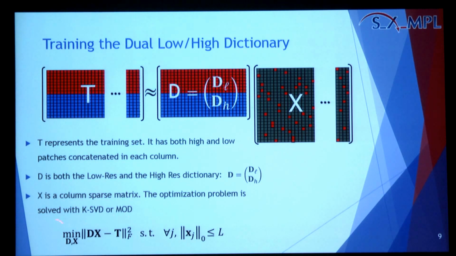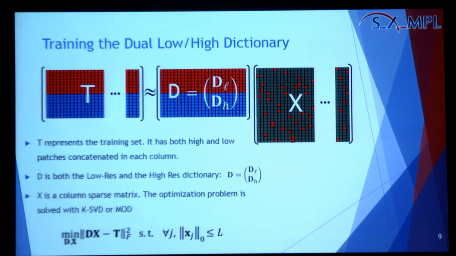In the bottom part, we see the optimization problem. In this case, we would like to solve the Frobenius norm of DX minus T, to the order of 2, such that X is sparse. We know how to solve this problem. K-SVD and MOD are efficient algorithms that give us, from this scenario with a given T, a very good D, a dictionary that actually solves and minimizes this expression. So we train the dictionary, we get a very good D. Remember, it's a dual D. It has both low and high components.